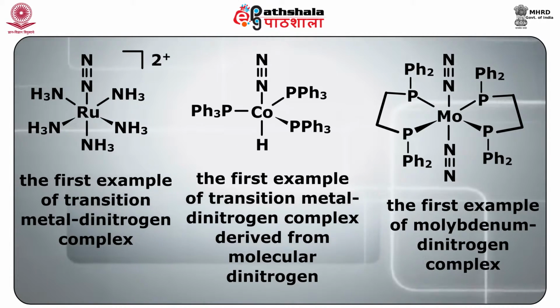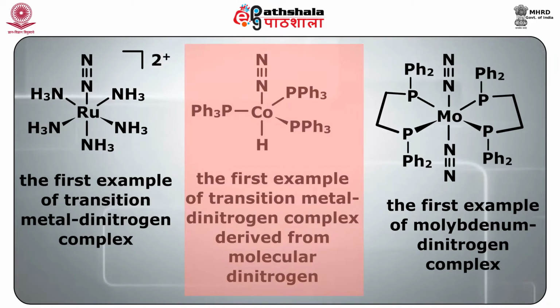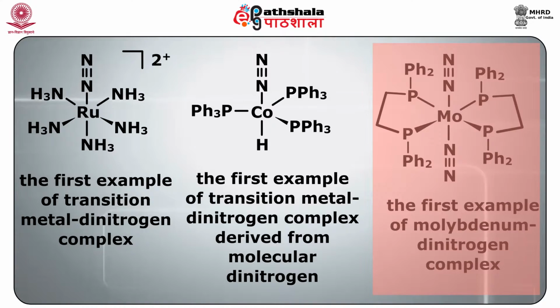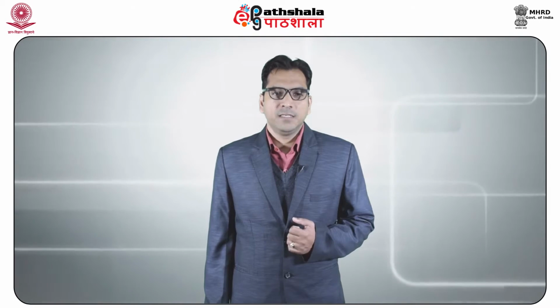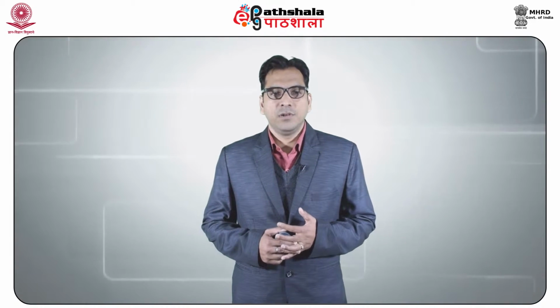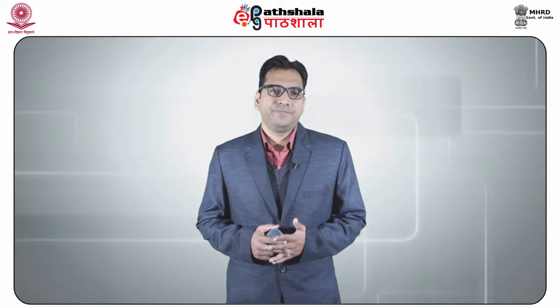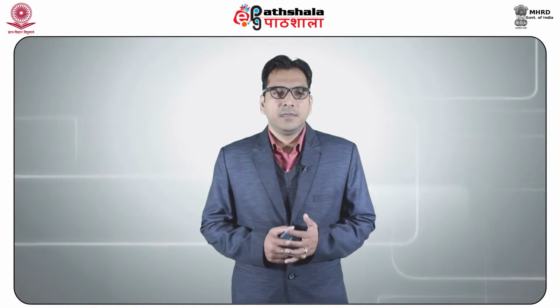Here we can see some of the examples. The ruthenium example is the first example of a transition metal dinitrogen complex, whereas the cobalt one is the first example of a transition metal dinitrogen complex which was derived directly from molecular dinitrogen. The molybdenum complex is the first example of a molybdenum dinitrogen complex. During the synthesis of these initial metal complexes, it was discovered that molecular dinitrogen is capable of forming stable metal complexes with transition metal ions. Since then, several attempts have been made to study the behavior of molecular dinitrogen as a ligand towards various transition metal ions.